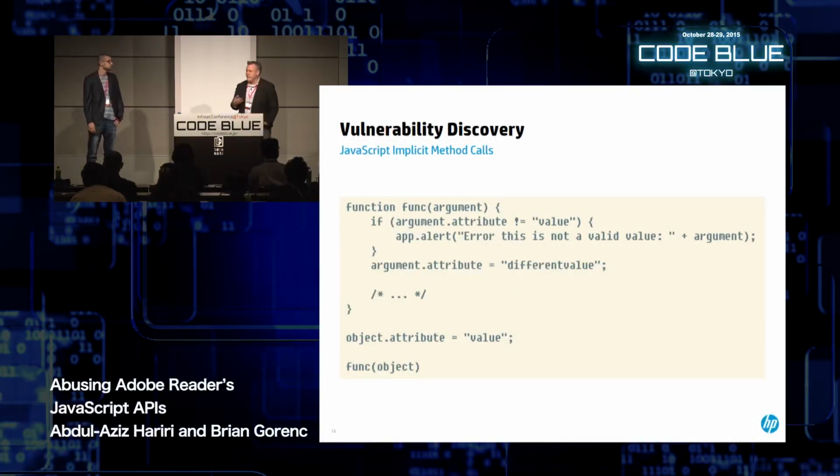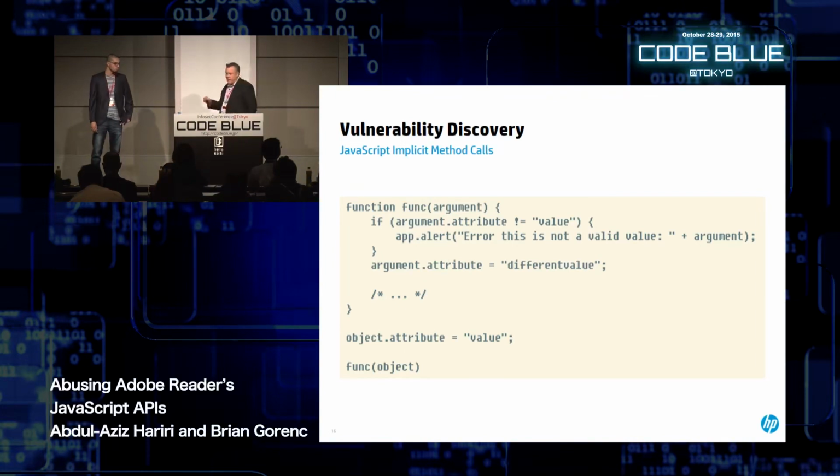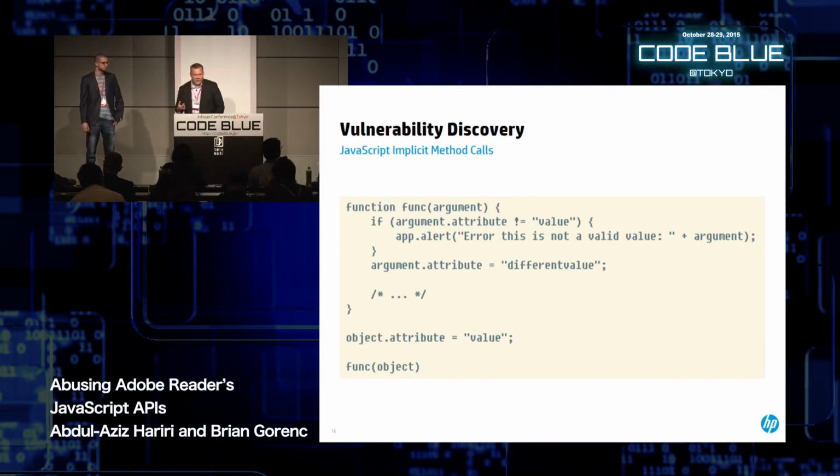The first thing that we need to think about is, when does JavaScript make implicit method calls that the application developer may not understand are happening? In this case, there are three areas in which the code on the screen actually makes implicit calls. The first is in the if conditional: if argument.attribute not equal to value. In this case, the attribute property is actually calling a getter function implicitly, and you can redefine the functionality of this getter using JavaScript, which we'll explain.